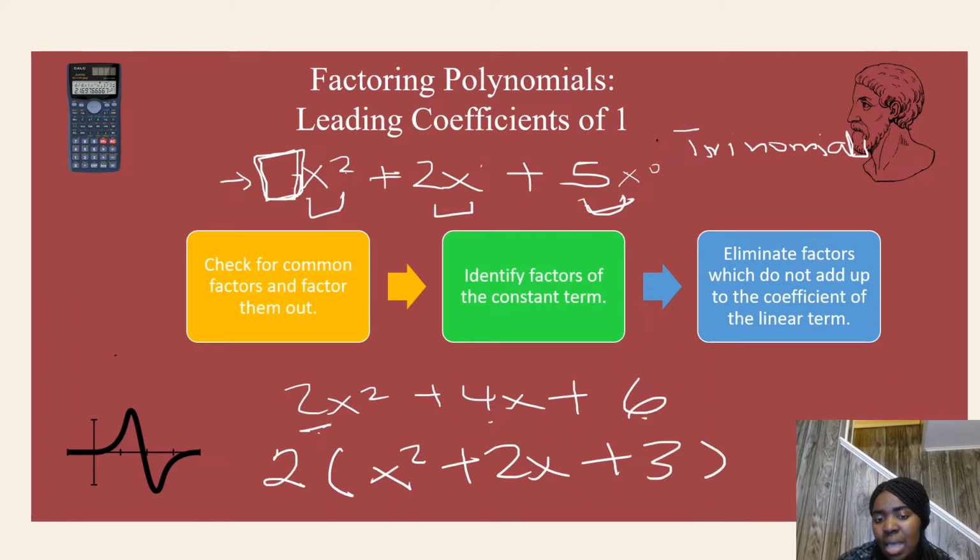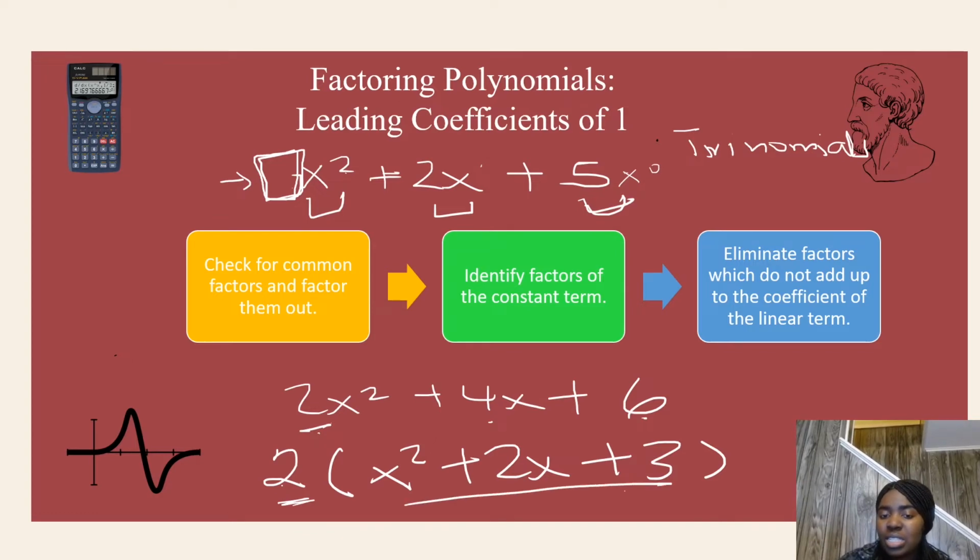Why do I have this? Because if I multiply it back out, I get 2 times x squared is 2x squared. 2 times 2x is 4x. 2 times 3 is 6. So I get my same thing back. That's what you're doing when you're factoring. So I'd pull that out just so that I don't have to deal with the common factor, and I can just look at this and try to factor this one as well.